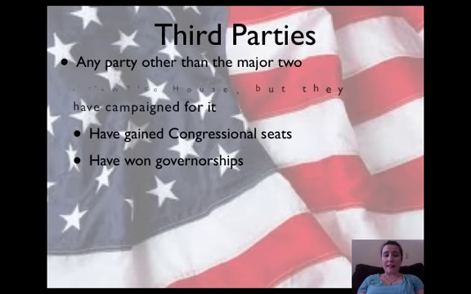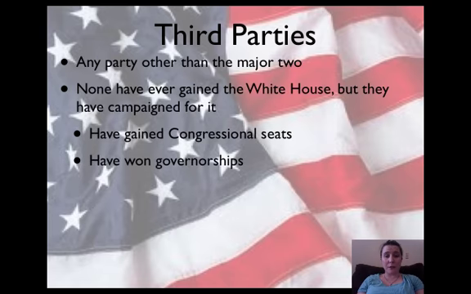No third-party candidate has ever won the White House, but they have won various congressional seats and even governorships. Governor Jesse Ventura, who is an ex-pro wrestler, had won the governorship, or a governorship, I should say, and currently there are two independents serving in the U.S. Senate.